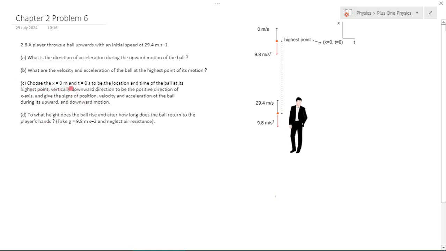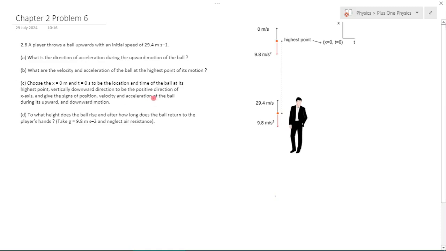In C, choose x equal to 0 and t equal to 0 seconds to be the location and time of the ball at its highest point. Vertically downward direction is the positive direction of the x-axis, and give the signs of position, velocity, and acceleration of the ball during upward and downward motion. The question is about the ball's upward and downward motion. So we have to put that into a graph and say whether the position, the velocity, and the acceleration of the ball are positive or negative.